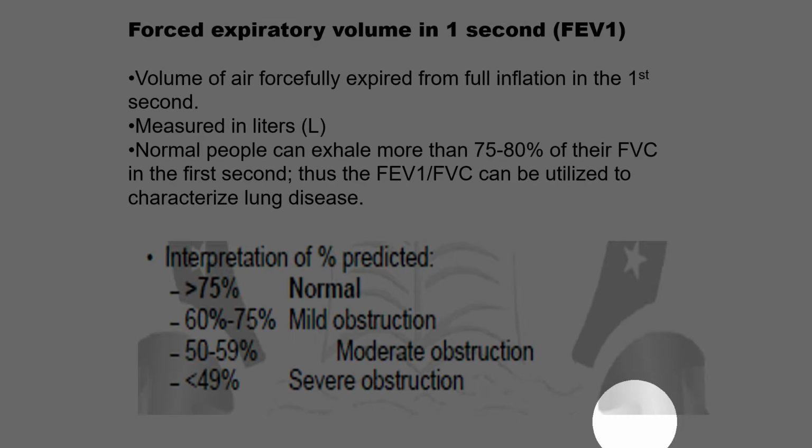So our interpretation of predicted values is like this. If the FEV1 to FVC ratio is more than 75%, then it shows that the person is normal. If this ratio of FEV1 to FVC is 60 to 75%, it shows mild obstruction, and if it is 50 to 59%, it shows moderate obstruction, and less than 49% shows severe obstruction.